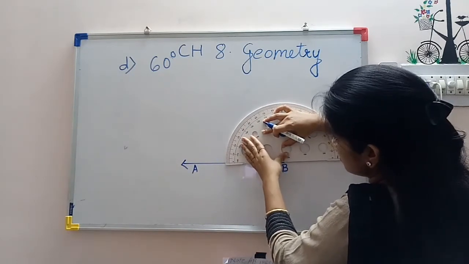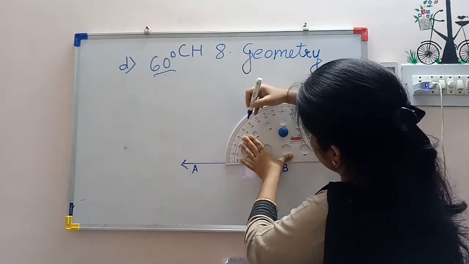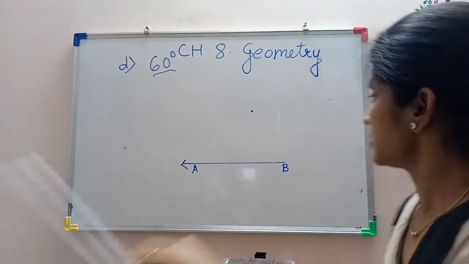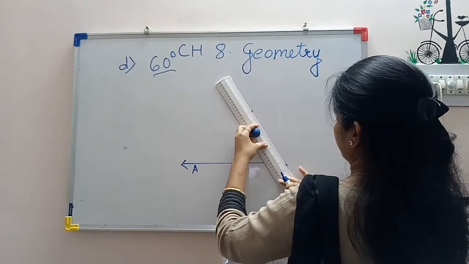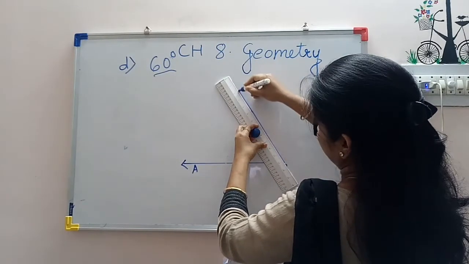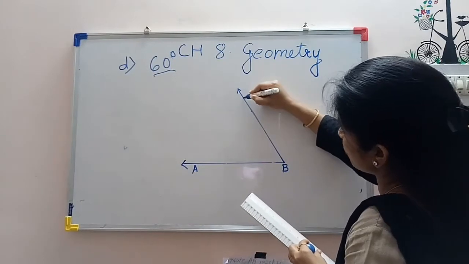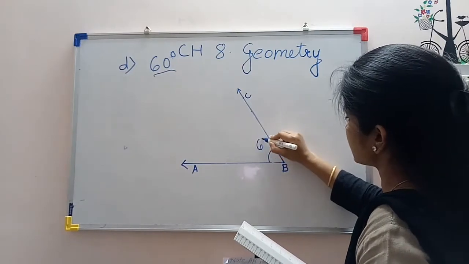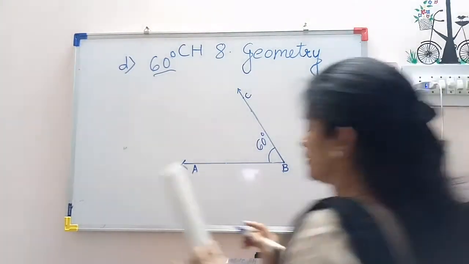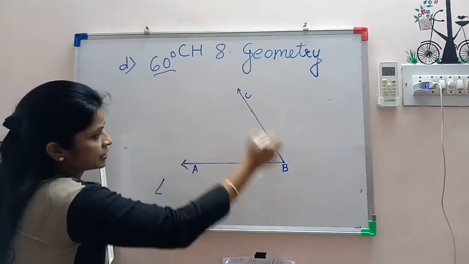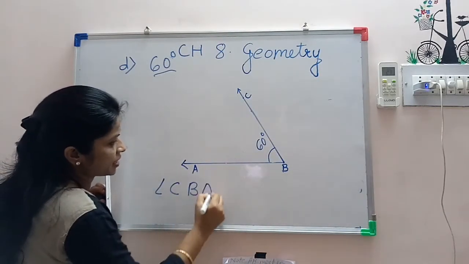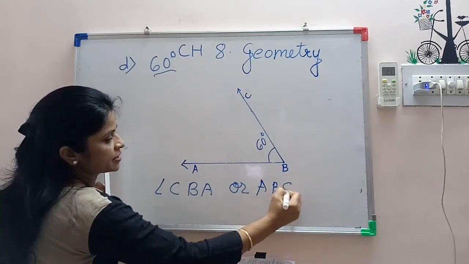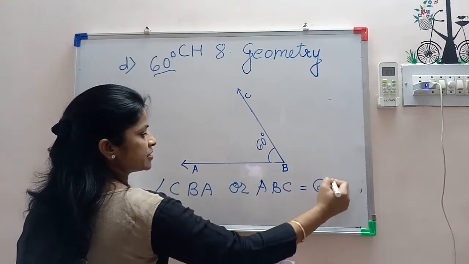Now you have to mark 60 degree. Now we will mark here 60 degree and we'll draw another ray and we'll point it as C. And the measurement of this angle is 60 degree. Now we will name it as angle CBA or ABC. It measures 60 degree.